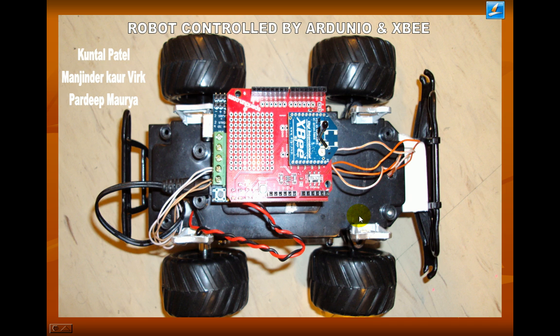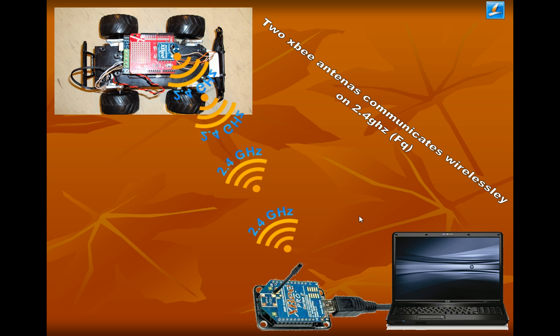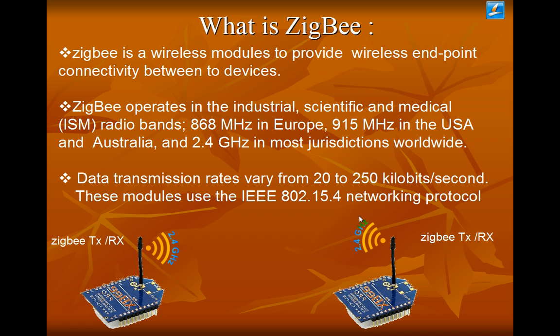We have created this robot which works on XBee, and it works through wireless connectivity from one XBee to another one. As you can see in the diagram, there is a laptop connected to the ZigBee, and that ZigBee sends wireless signals at 2.4 gigahertz frequency to the robot. There is another ZigBee antenna mounted on the robot, so that it receives the signals, and according to the signal it moves forward, backward, and takes left and right turns.